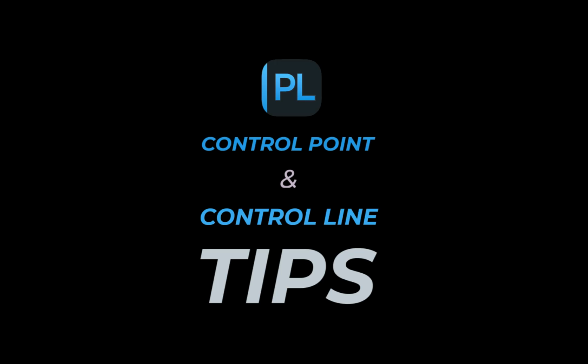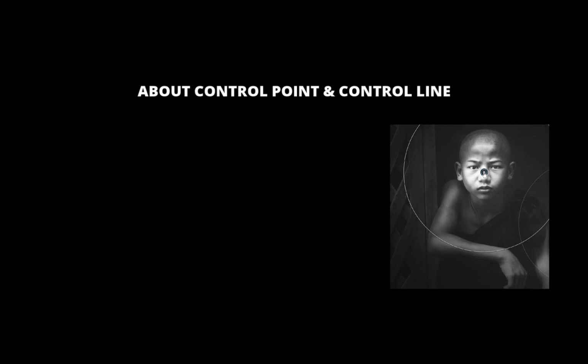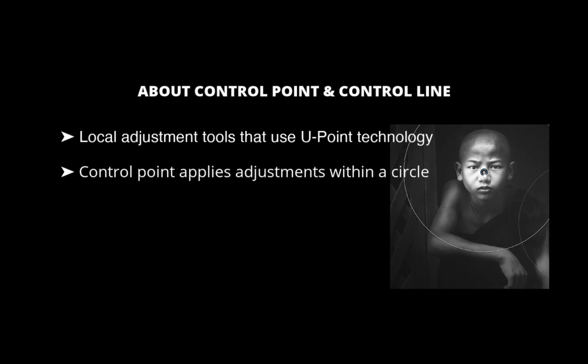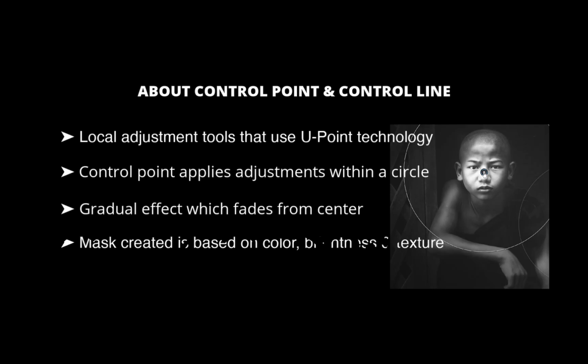Before diving into the tips, let's briefly recap what control points and control lines are. Control points and control lines are local adjustment tools that use U-point technology for precise mask-based edits. A control point applies adjustments within a circular area defined by a central point. The effect is strongest at the center and gradually fades outward based on the radius you set. It automatically creates a mask based on the color, luminosity, and texture of the pixels under the central point.